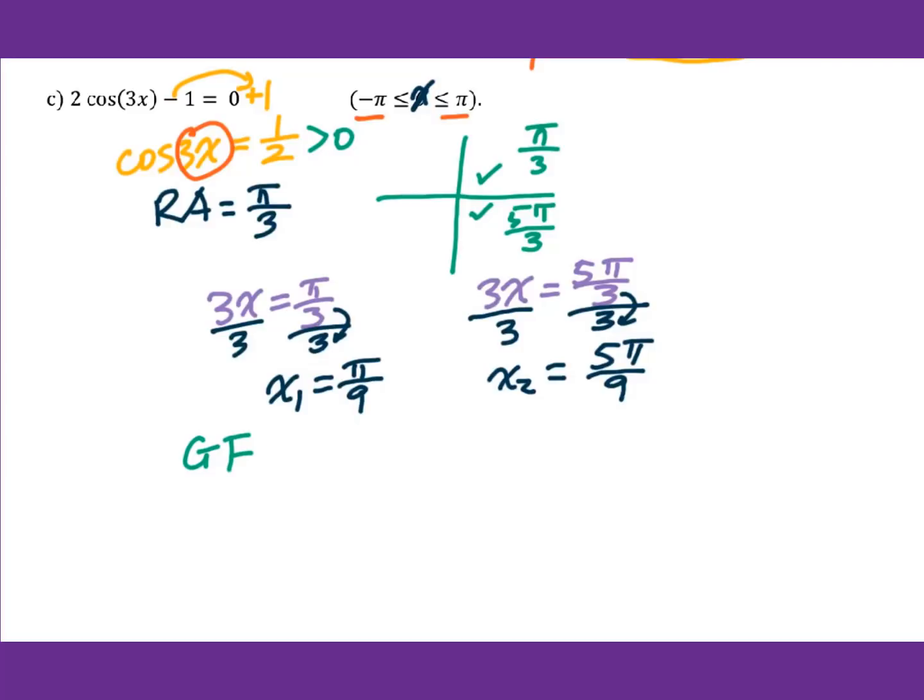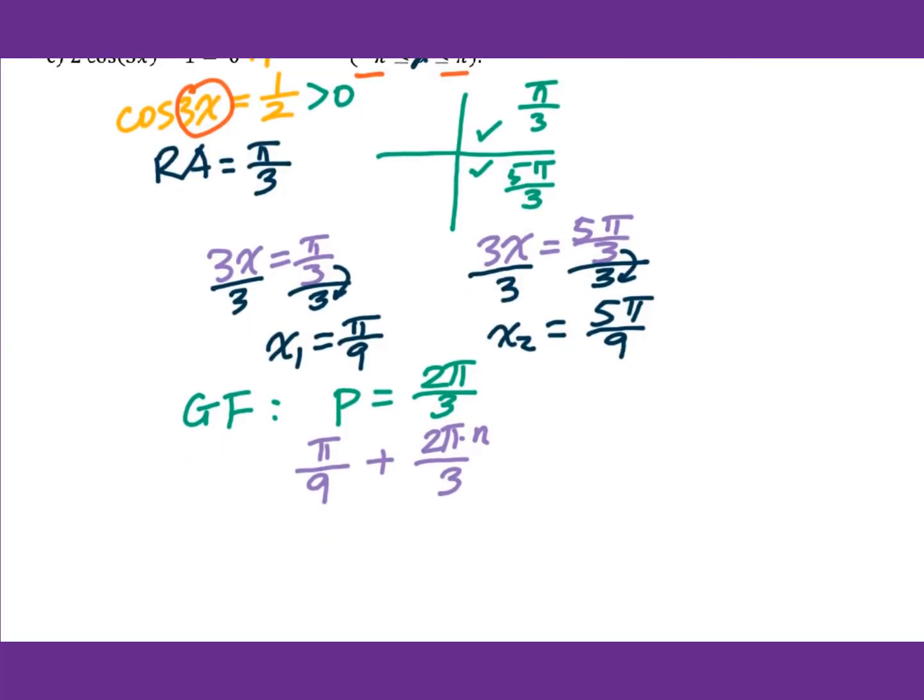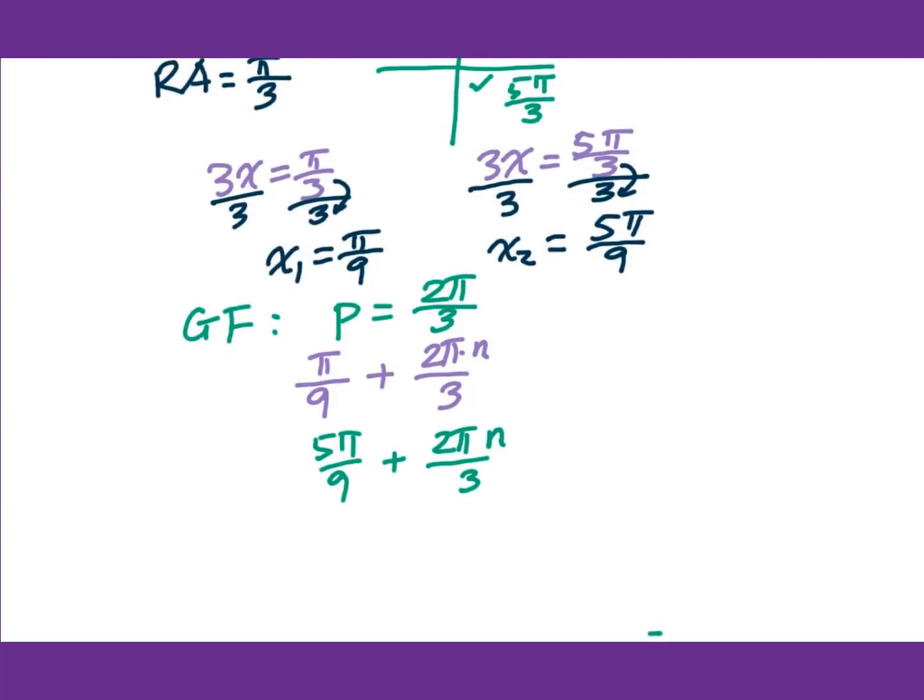Then we go to general form. Your period, that's 2 pi over 3. Then we can write down the general form, pi over 9 plus 2 pi times n over 3, and also we have 5 pi over 9 plus 2 pi times n over 3. This n will be integers. And I will put this together so that I will find the pattern, multiply by 3 to the top and bottom. You will get denominator is 9, pi plus 6 pi times n.